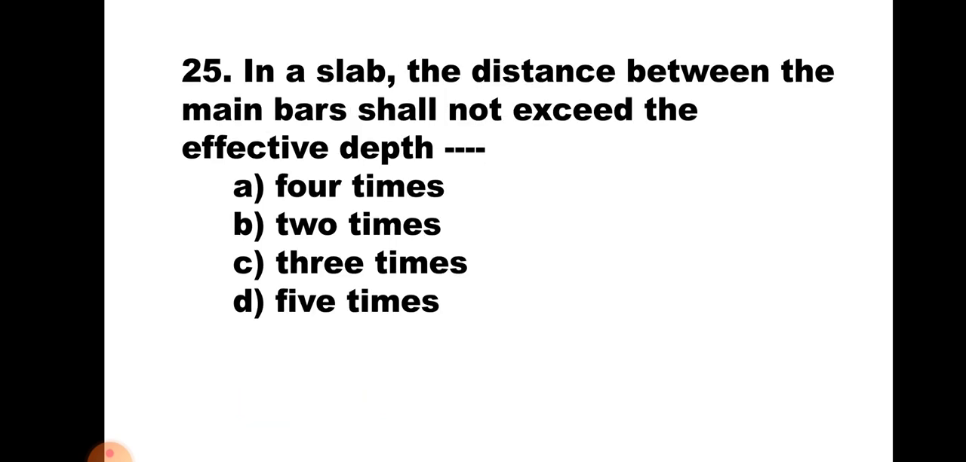Question number 25. In a slab, the distance between main bars shall not exceed the effective depth A 4 times, B 2 times, C 3 times, and D 5 times. Now we know that for main bars, maximum spacing is 3D or 300 mm, whichever is less. Here it is asked in terms of D only, 3D, that means it is 3 times. Hence the correct answer is C 3 times.